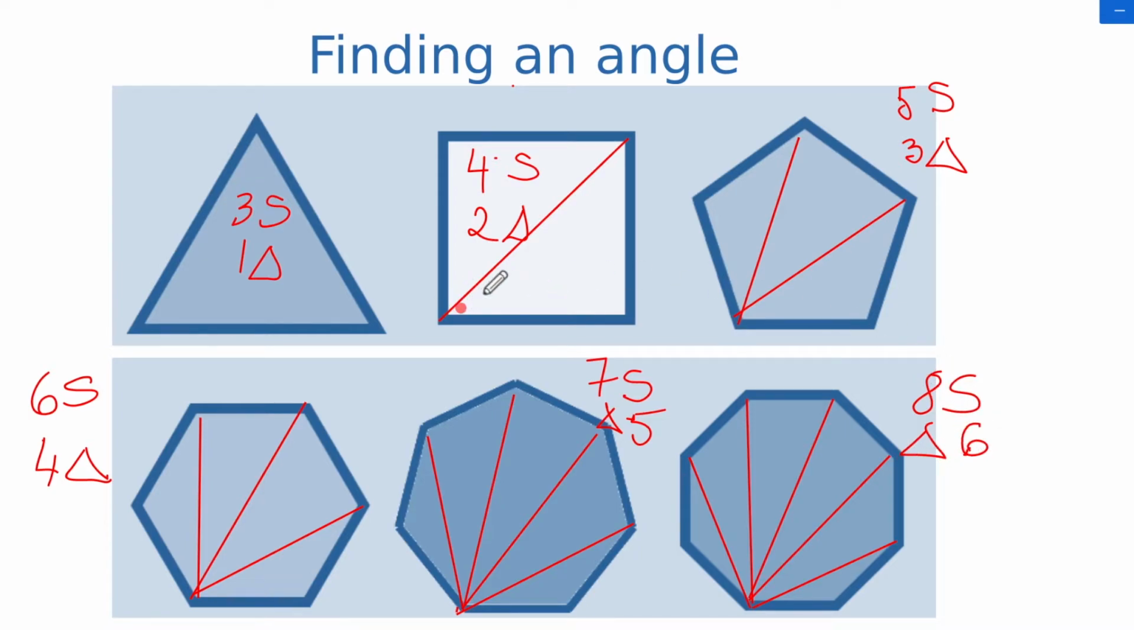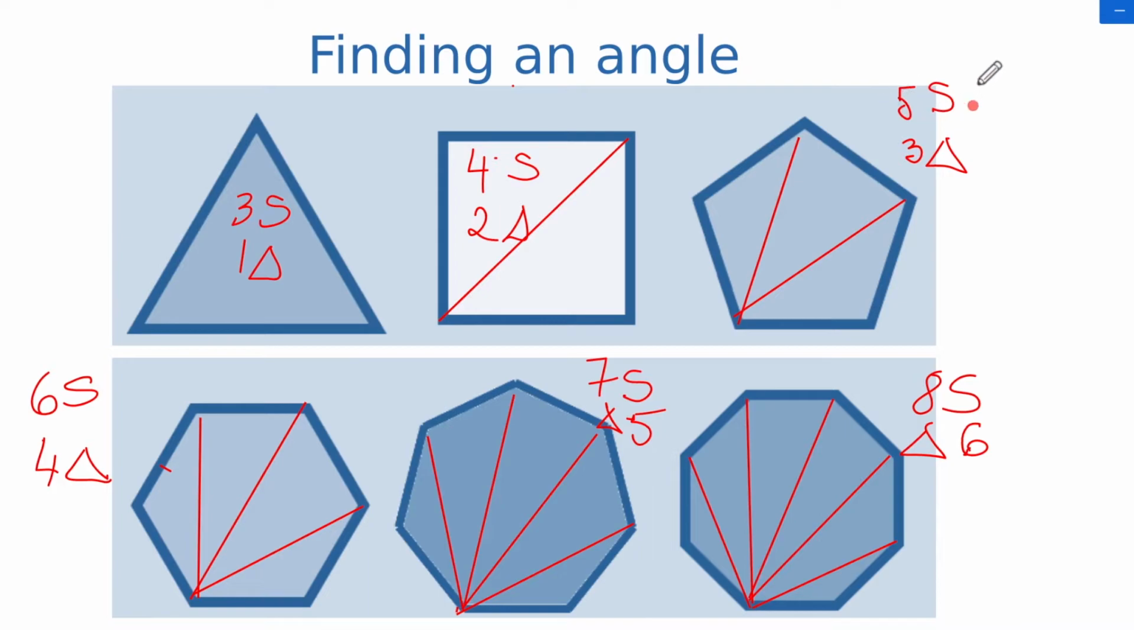Okay, so what I want you to do now is look at the number of sides and the number of triangles and find a connection. What is the difference between the 3 and the 1, the 4 and the 2, the 5 and the 3? It's always the same connection. Did you find it? Yes, you're right. So the difference between these is 2.